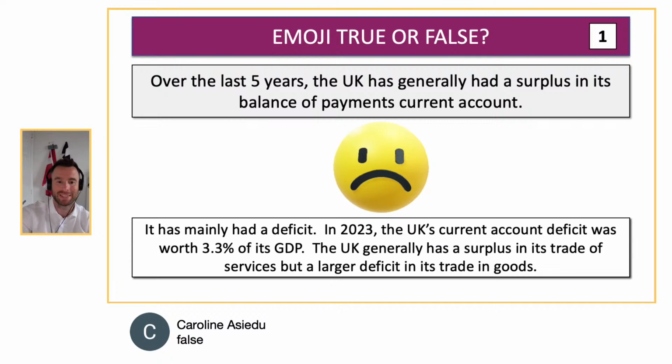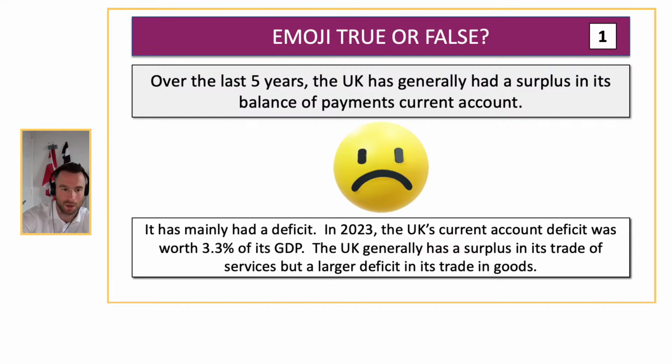So it's mainly been in deficit. In 2023, as you can see on the screen, we did have a current account deficit. And if we measure this in terms of a percentage of our GDP, our gross domestic product, that accounted for approximately 3.3%. Now, if we break down the components of the current account, we had a surplus in our trade in services. So exports of services were higher than imports of services, but we had quite a significantly large deficit in terms of our trade in goods. Okay, great start. Let's take a look at the next question.